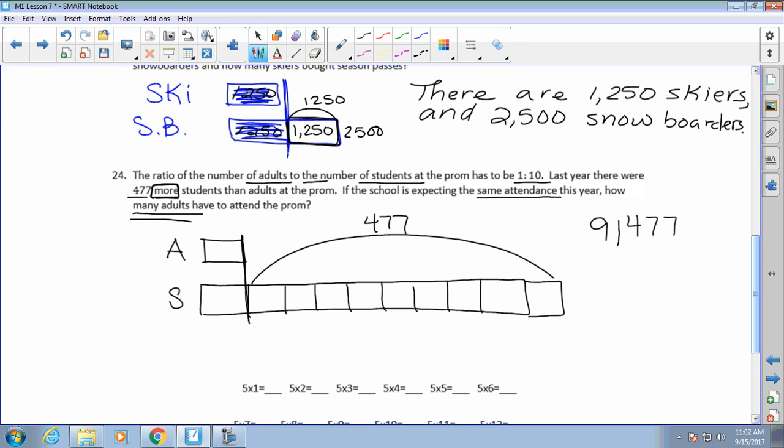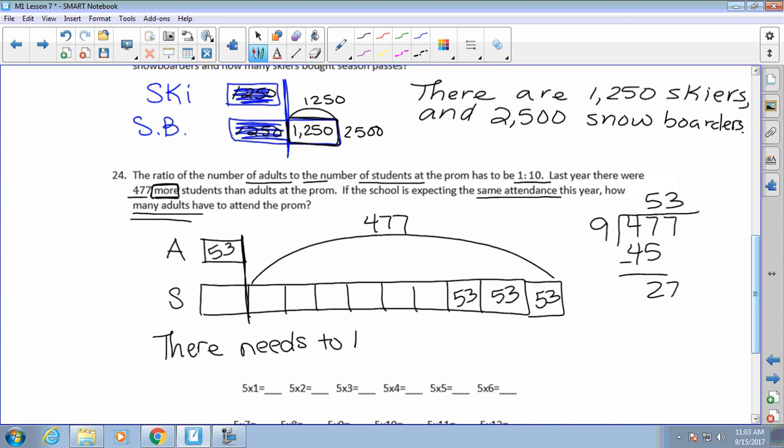So you divide 477 by 9, and then you would get 53 for each unit. So every box here is a unit, and they are all worth the same amount. So put that in all the boxes. You would then figure out that there were 53 adults. It said, so how many adults have to attend the prom? There needs to be 53 adults.